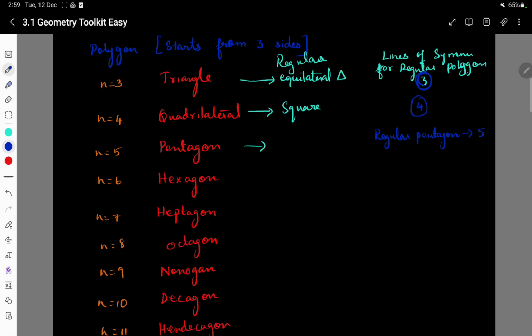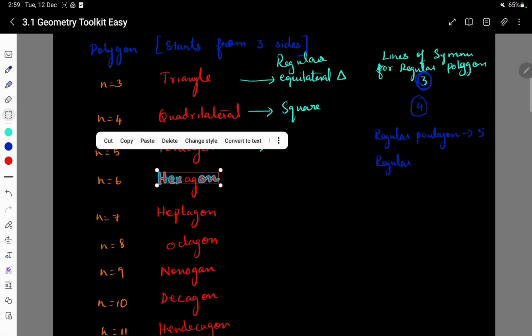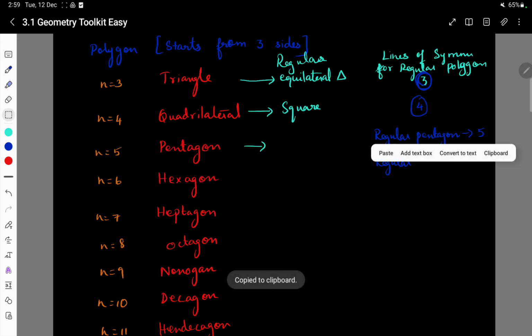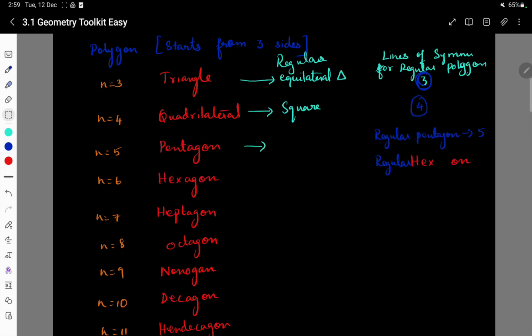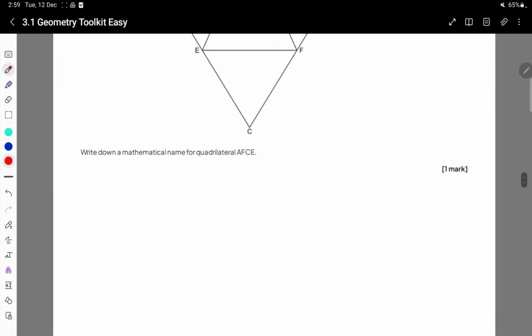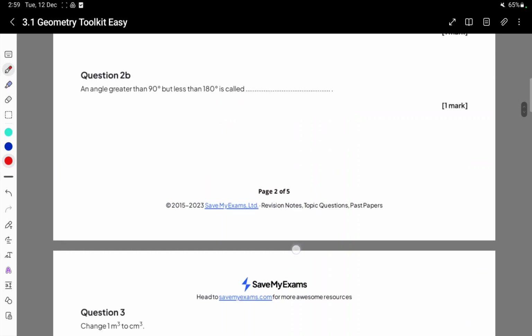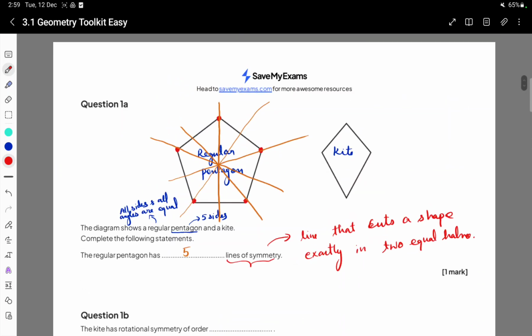In this regular hexagon, we have 6 lines of symmetry. So like this, if we have a regular polygon, we just have to count the number of vertices. Here 5 vertices we have, so the regular pentagon has 5 lines of symmetry.